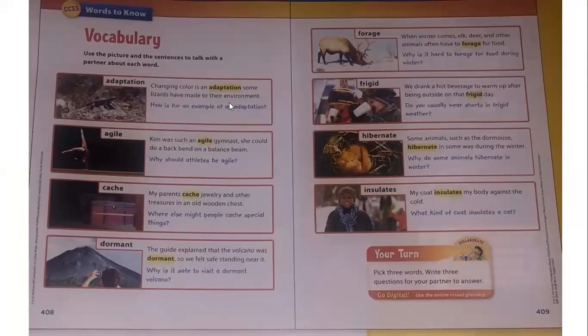Okay, our first word is adaptation, right? And since this is a scientific text, most of you probably know some of these terms. Okay, we're going to read them together. We're going to use context clues in these sentences to find out what we think these words mean.